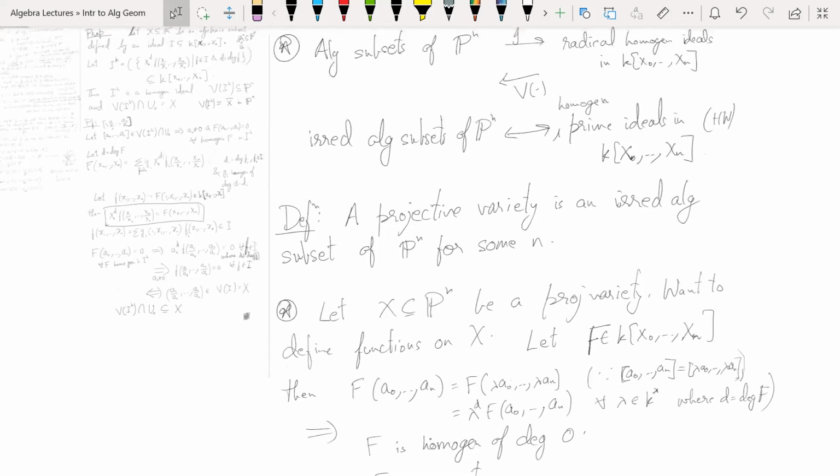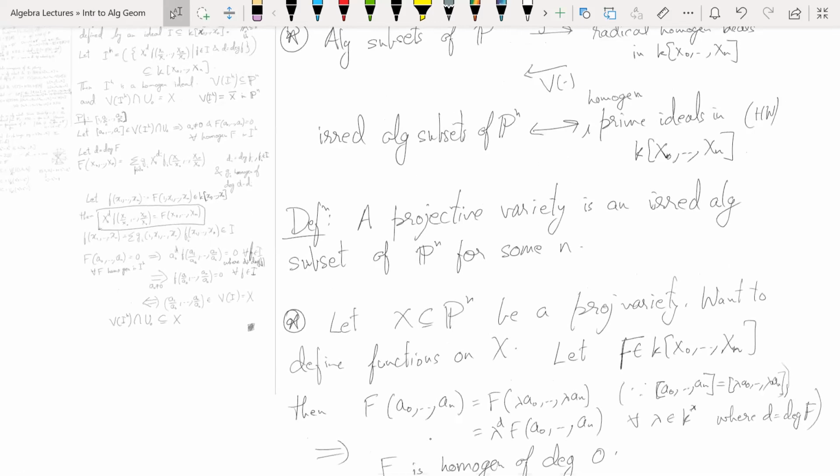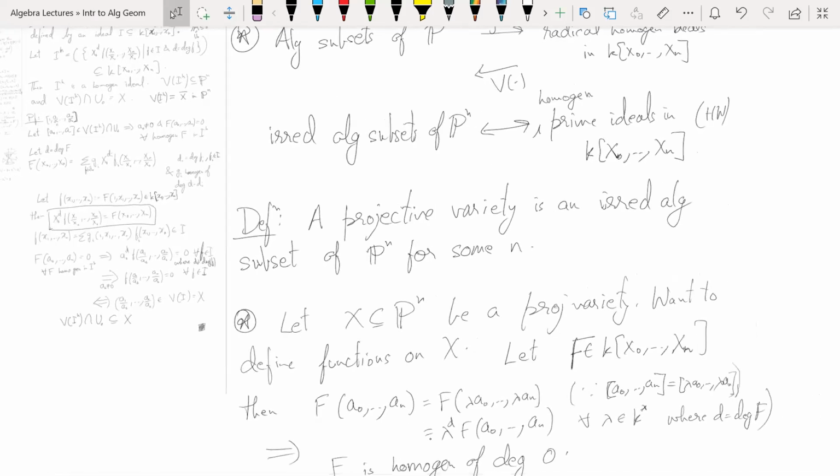And as I said, a projective variety is an irreducible algebraic subset of Pn for some n. So X is a projective variety if you can realize it as an irreducible algebraic subset of Pn, the zero set of some prime ideal in the homogeneous coordinate ring K[x0,...,xn]. So you can see a lot of parallels, and that's about it.